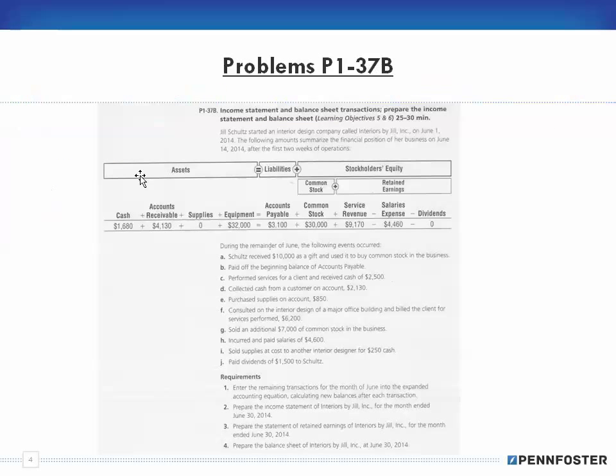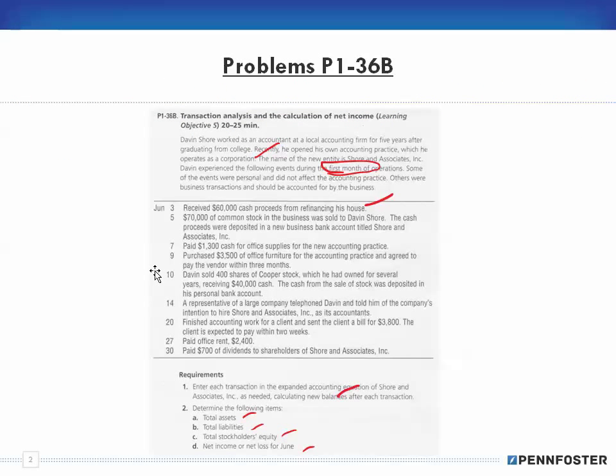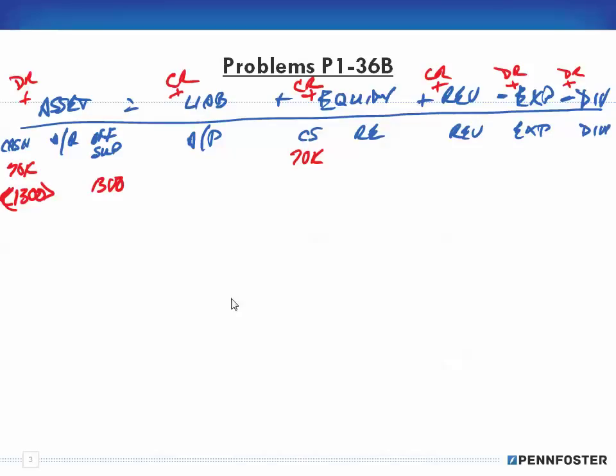Okay, next one. Purchased $3,500 of office furniture for the accountant and agreed to pay the vendor within 3 months. Well, if I'm agreeing to pay the vendor, I'm asking myself the question, one, am I affecting cash? And the answer to this is no. Why? Because I'm agreeing to pay him in 3 months. I'm not paying him cash right now, right?